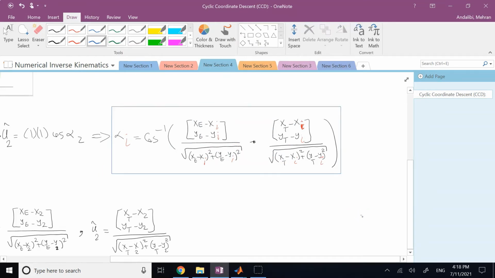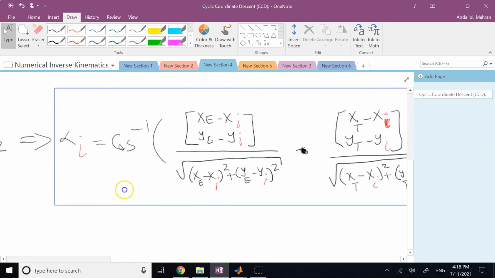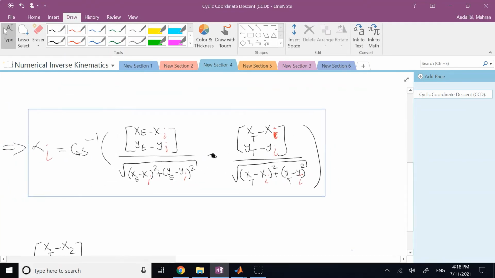Now, just pay attention to this important thing: at each iteration, when you update any of the angles, what numbers in this formula have to be updated? Some numbers in this formula have to be constantly updated. Each time an angle is updated, these numbers have to change. What are they? Those are the x and y of the I joint, because once one joint moves, most of the other joints' locations will also change. And the end effector, definitely.